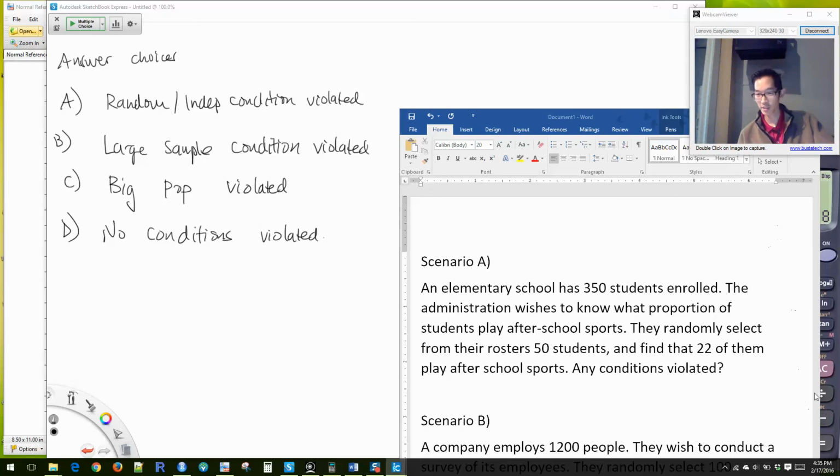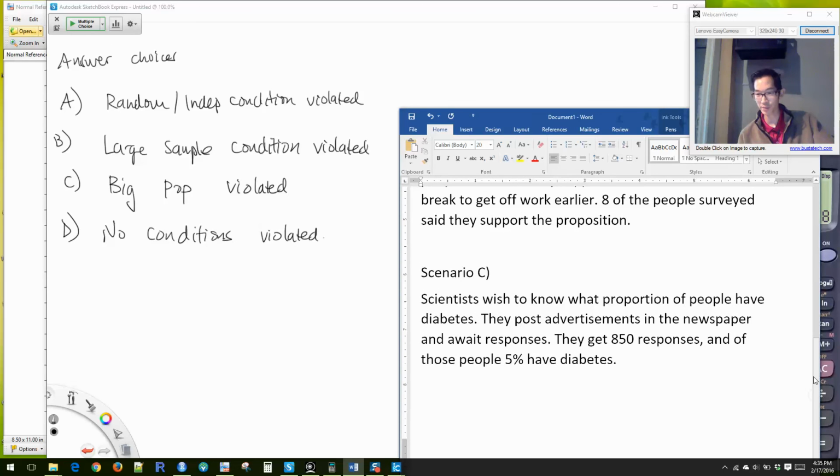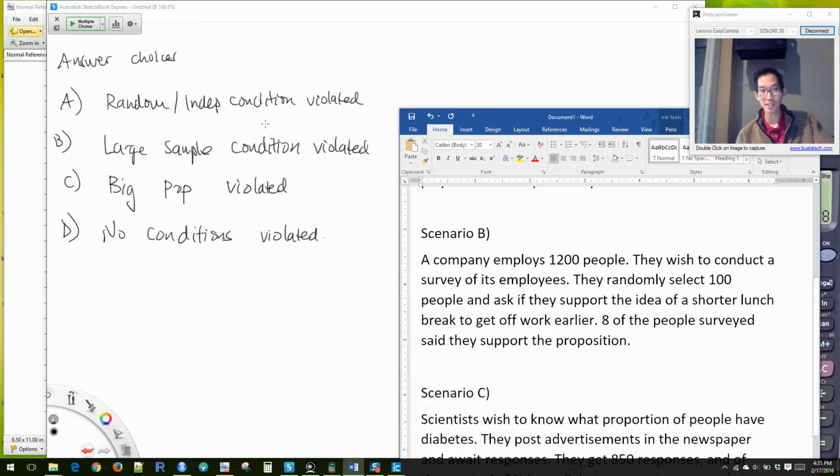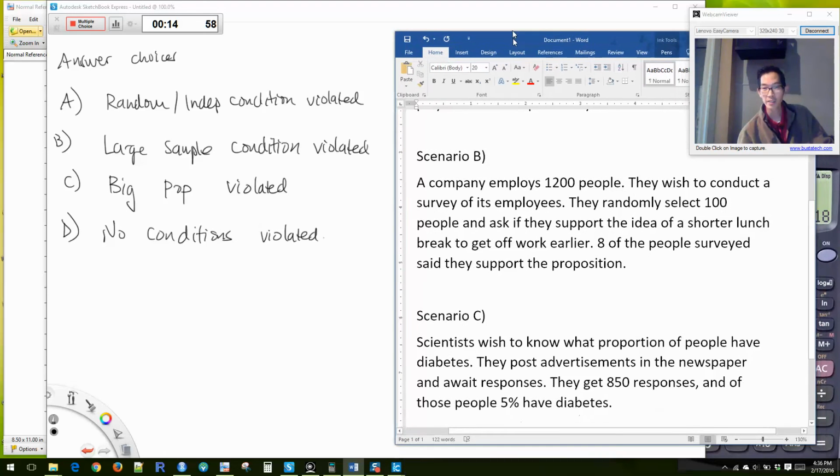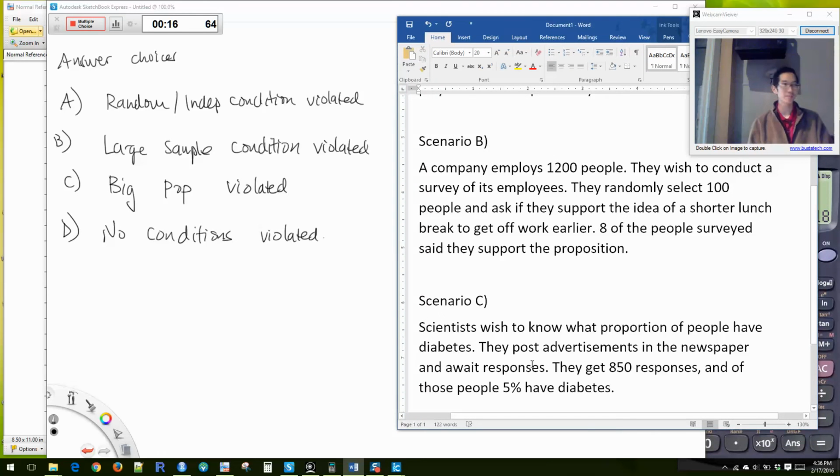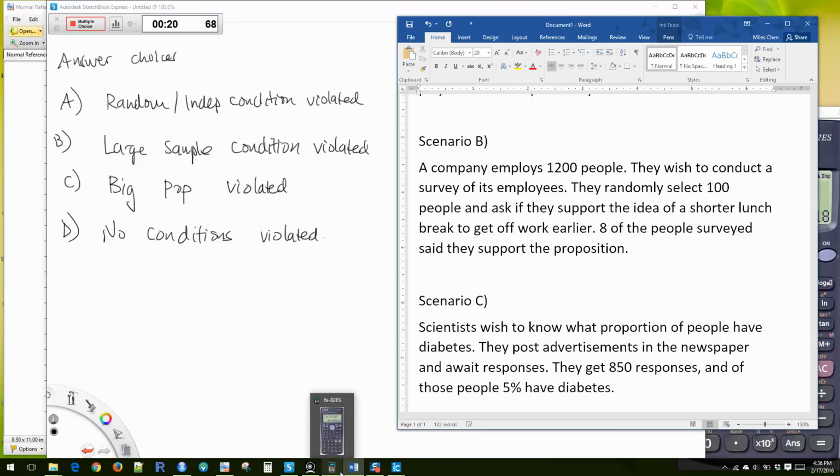Then we'll scroll down for scenario B. This is the next question. Oh, raise it up higher? Sure, I can do that. Is that better? Here, let me hide my face.